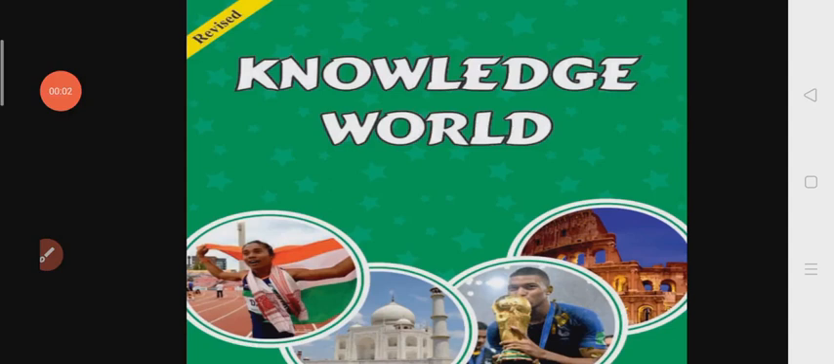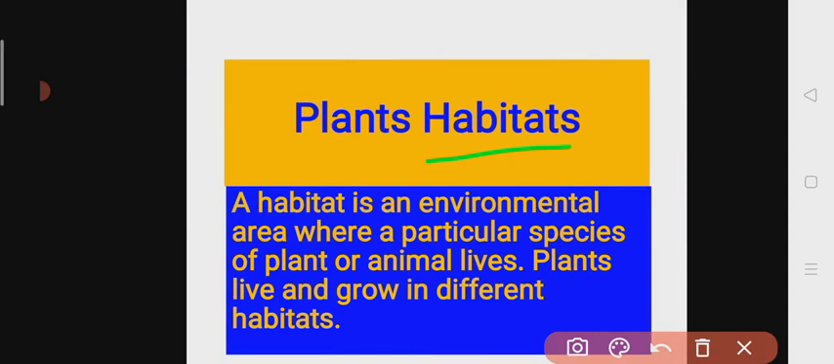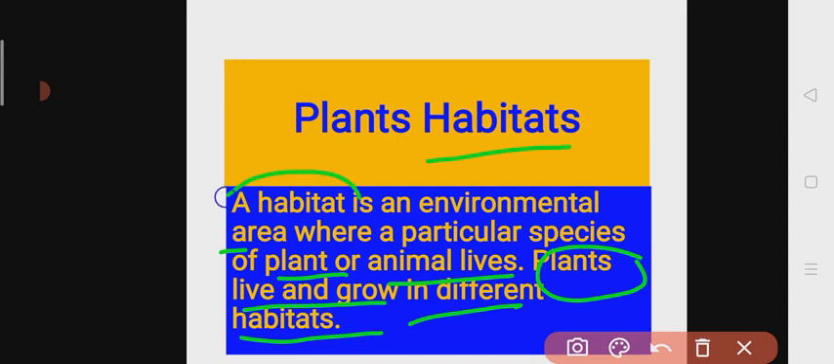In this video, you will study about the first lesson of your GK book, that is plant habitats. So let's try to understand what is a habitat. A habitat is an environmental area where a particular species of plant or animal lives. Plants live and grow in different habitats. Means to say that plants grow in different environmental areas, and that environmental area is called a habitat.